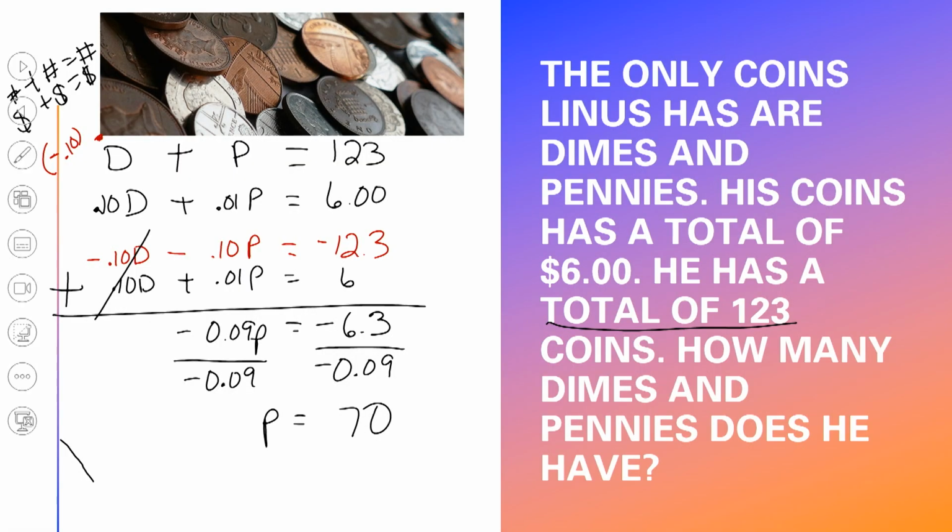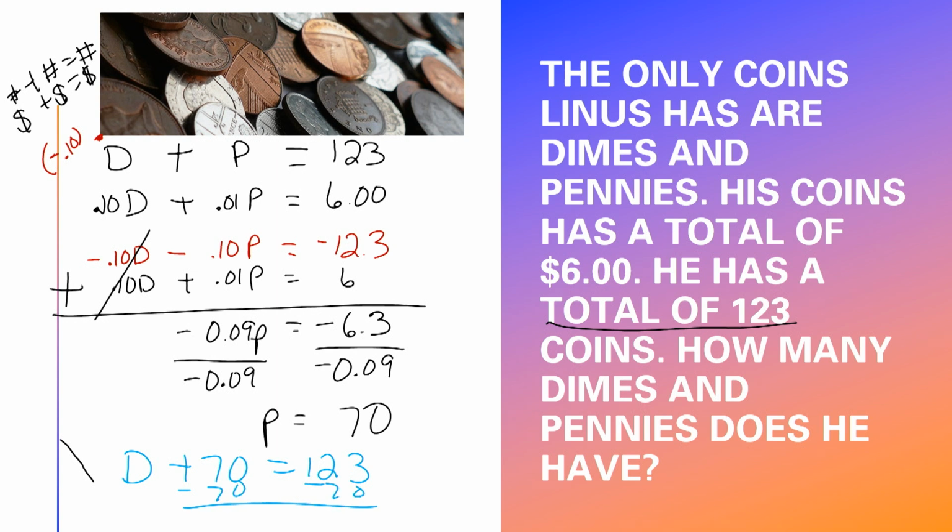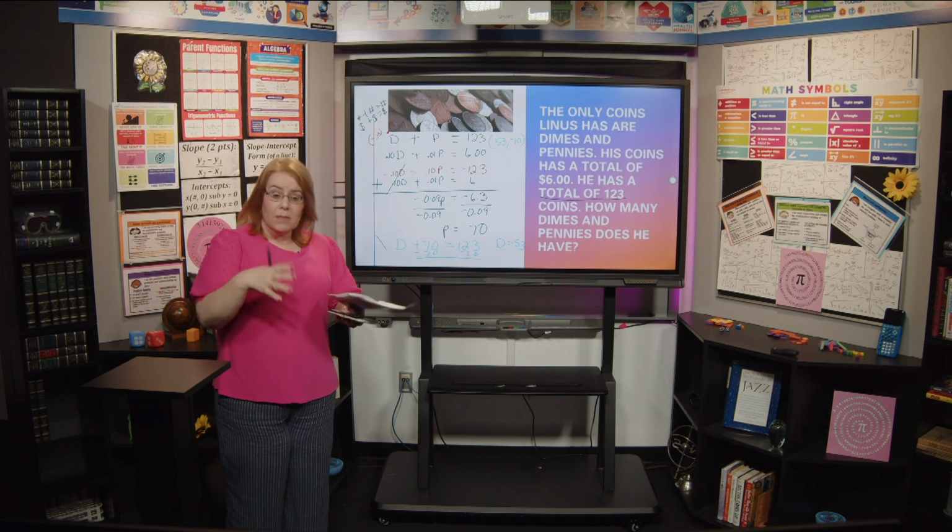So I've got my dimes plus 70 pennies equals 123. I subtract my 70, and the total amount of dimes that I have is 123 minus 70, and that gives me 53. So I have 53 dimes, comma, 70 pennies. We could always plug that back into our second equation to make sure that the money adds up.